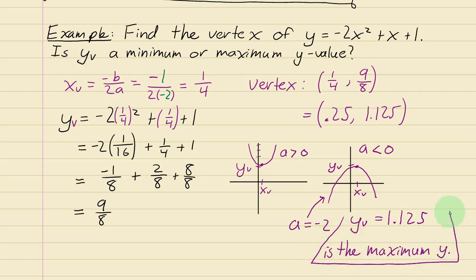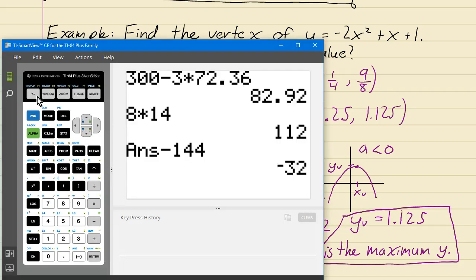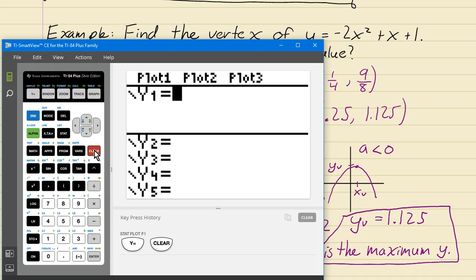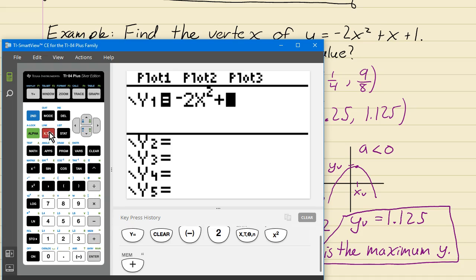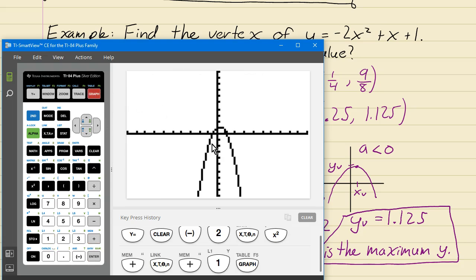You could also check that if you just graph this on your calculator. So I'm going to graph it by going to y equals, deleting what's there, negative 2 times x squared plus x plus 1. And we can check out this graph. And yeah, it looks kind of like that situation. It looks like the x-coordinate of the vertex is about 0.25, and the y-coordinate of the vertex is a little bit over 1, so that agrees with what we had before. So that sounds good.